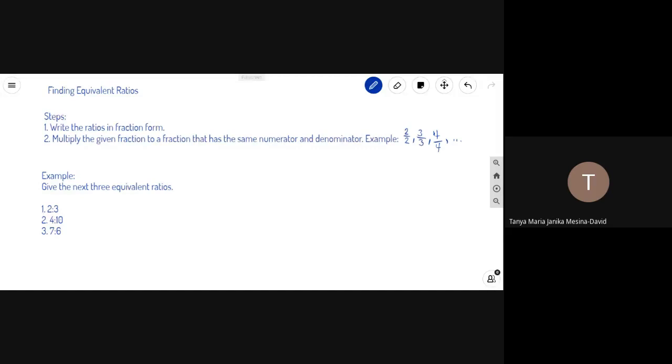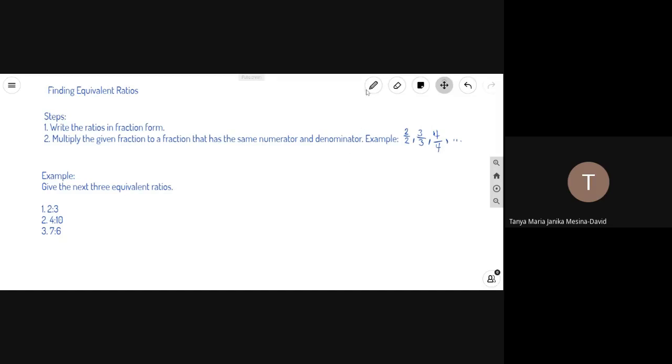First, we write the given ratio in fraction form. And then we multiply the given fraction by a fraction that has the same numerator and denominator. For example, we multiply it first by 2 over 2, and then we multiply the same ratio by 3 over 3, and then by 4 over 4. So in order for us to understand this better, let us apply it in the given examples.